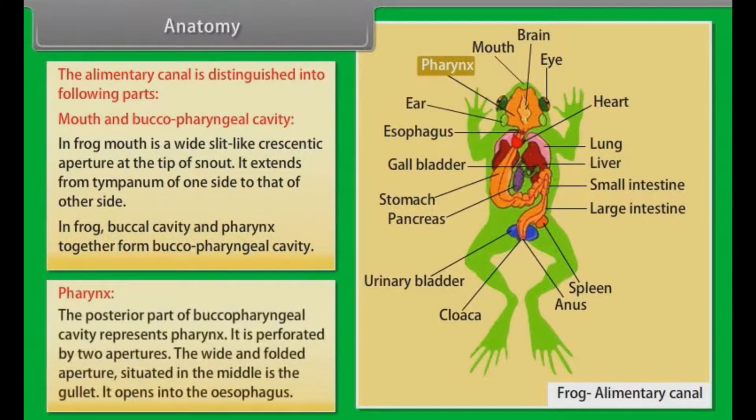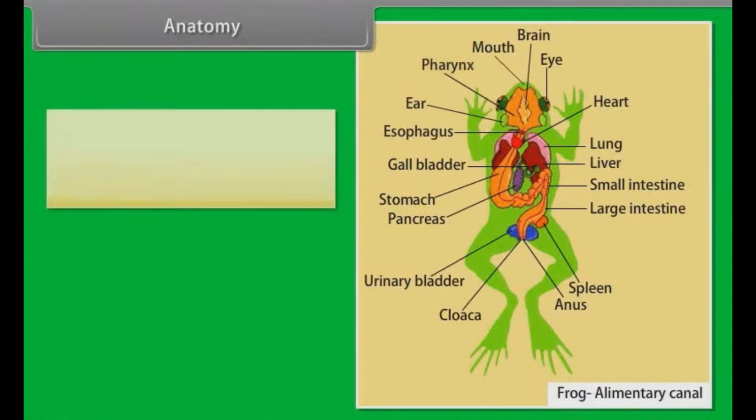Pharynx. The posterior part of the buccopharyngeal cavity represents the pharynx. It is perforated by 2 apertures. The wide and folded aperture situated in the middle is the gullet. It opens into the oesophagus.